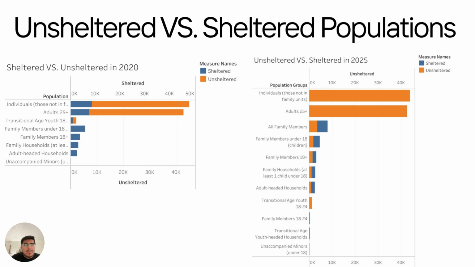Some of the subgroups you can see here are individuals, those not in family units, adults age 25, all family members, which is just exclusive to the year 2025, family members under 18, family members 18 and up, family households, at least one child under 18, adult headed households, transitional age youth, family members 18 to 24, transitional age youth headed households, which is exclusive to 2025, and unaccompanied minors.